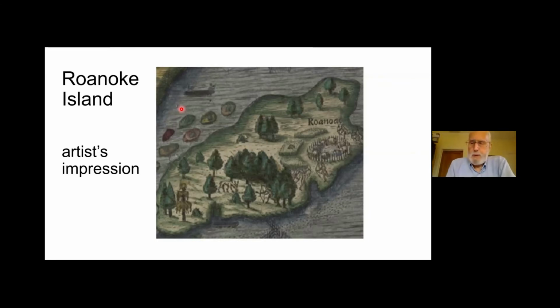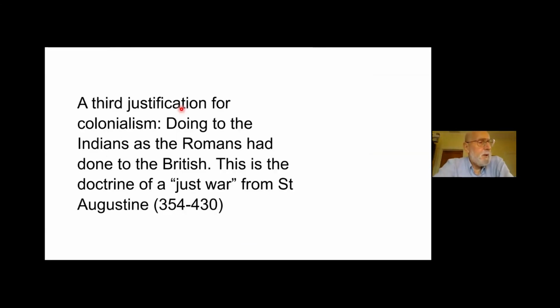The next attempt by the Virginia Company began in 1607, more than 20 years after Roanoke had been established. And in the meantime, English thinkers had been considering a third justification for colonialism. And this appears in one of the handouts from last week. This third justification for colonialism: doing to the Indians as the Romans had done to the British.